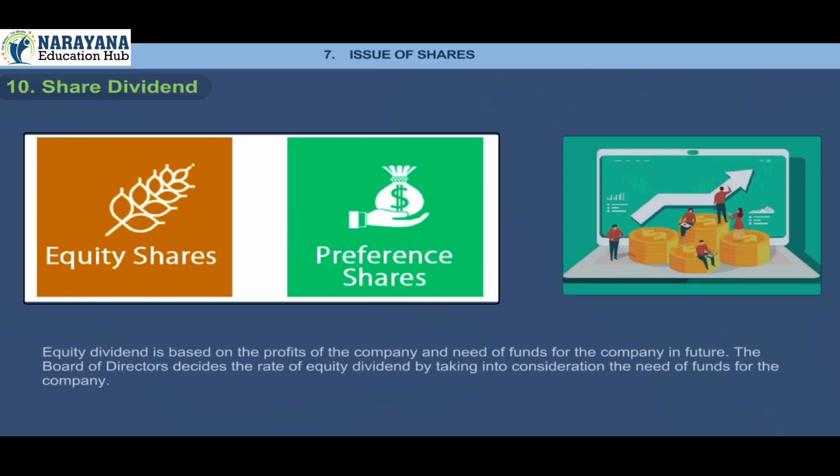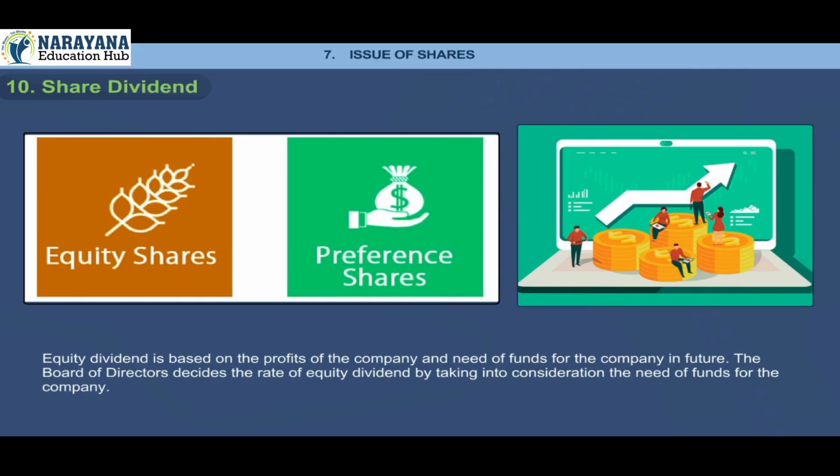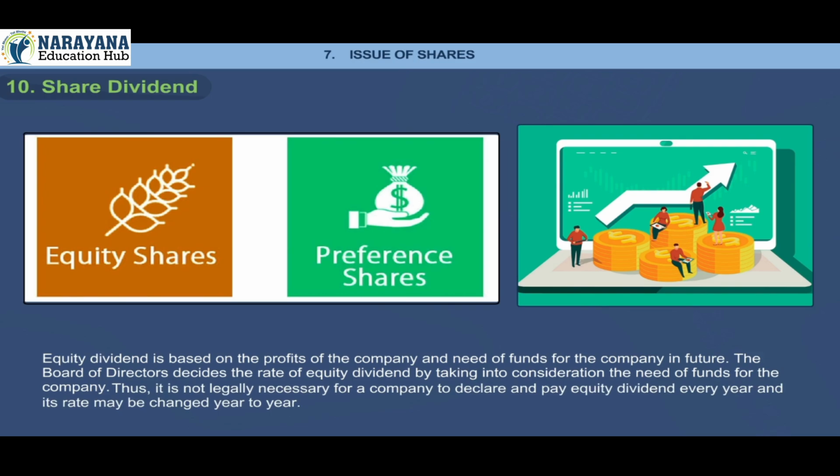days of such approval. Equity dividend is based on the profits of the company and need of funds for the company in future. The Board of Directors decides the rate of equity dividend by taking into consideration the need of funds for the company. Thus, it is not legally necessary for a company to declare and pay equity dividend every year, and its rate may be changed year to year.